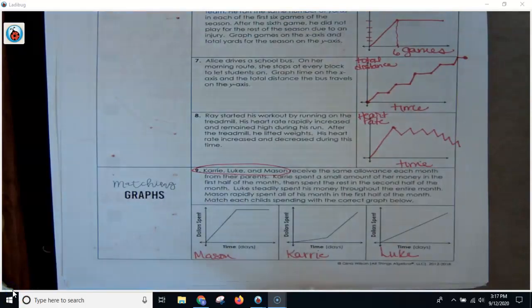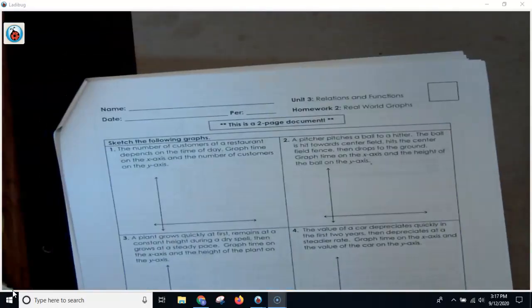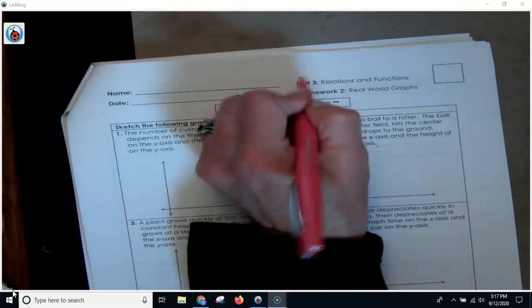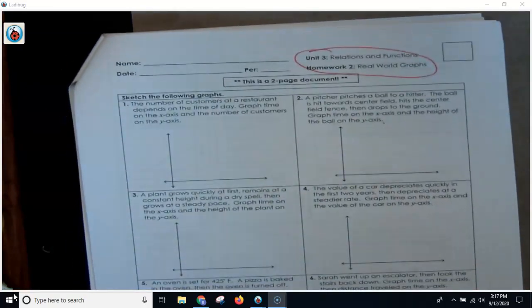So hopefully you got these answers. If you didn't, please go back. Don't cheat yourself of the learning. All right, so here's your homework. You're going to do Unit 3, Homework 2, and there you go.